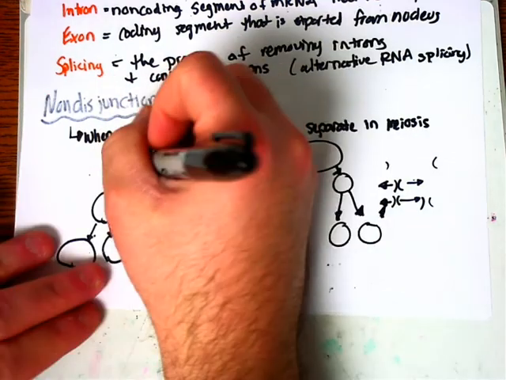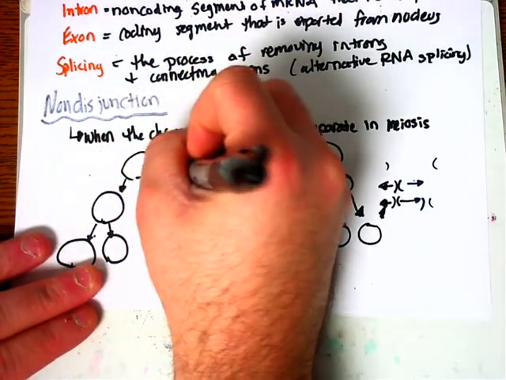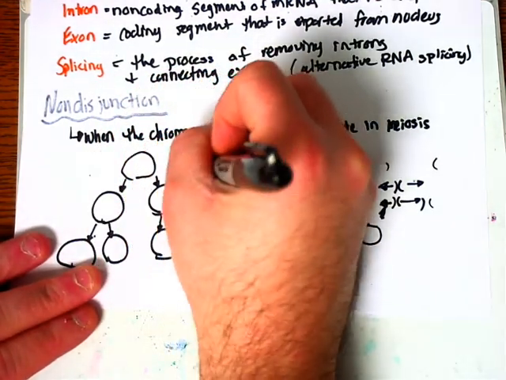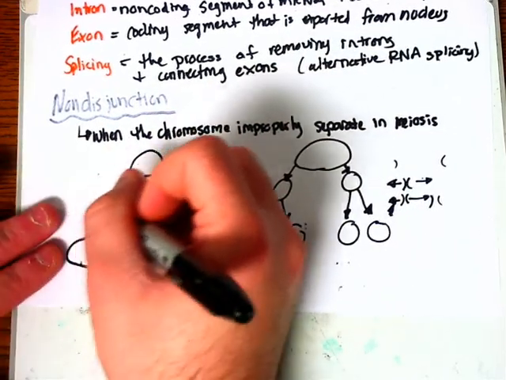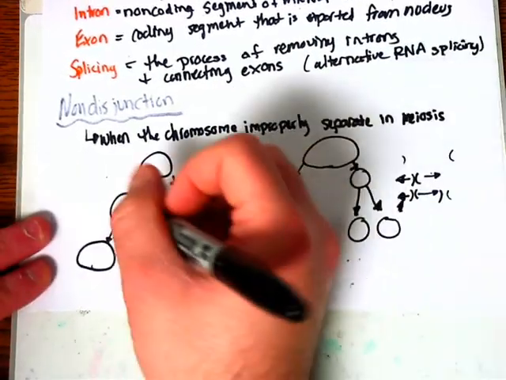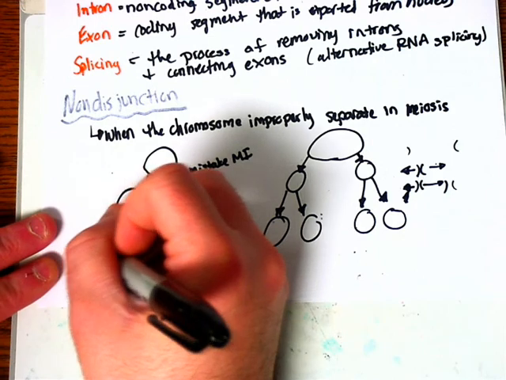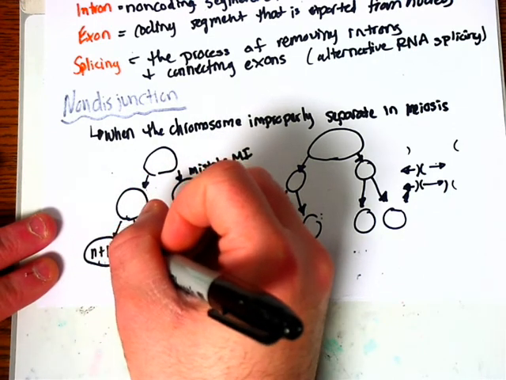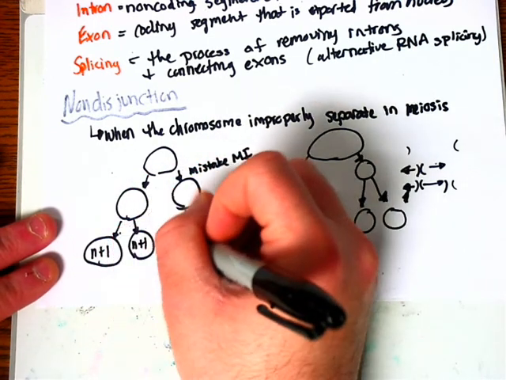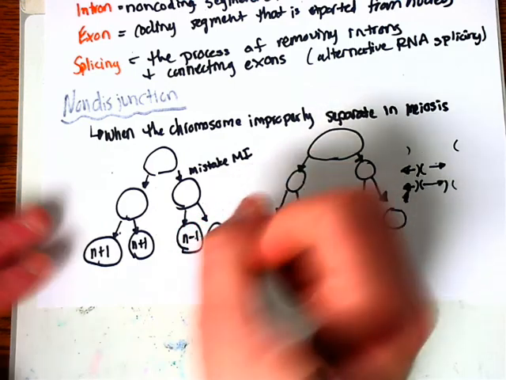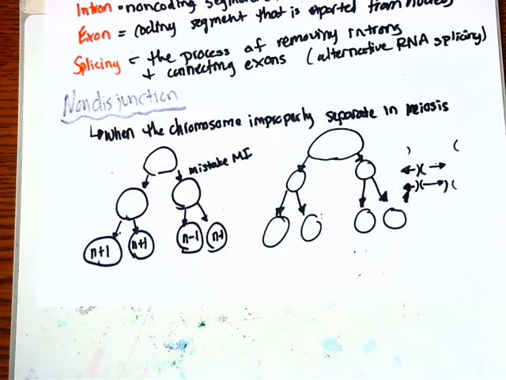If the error occurs in meiosis 1, then that means the rest of your cells would be messed up the entire way through. And it would end in such a way that you have this cell, it would be n+1, this cell would be n+1, and this would be n-1 and n-1. There's a great picture in your book that might help you with that. Make sure you've got that set.